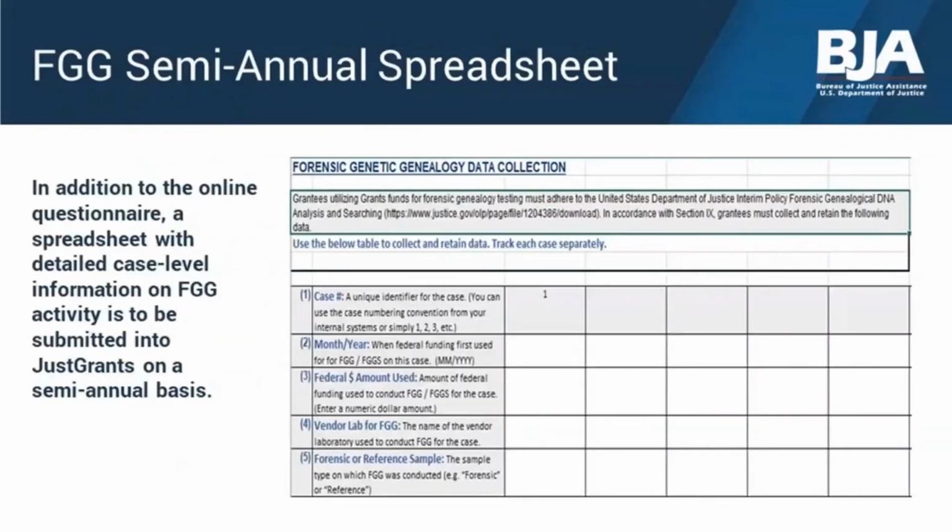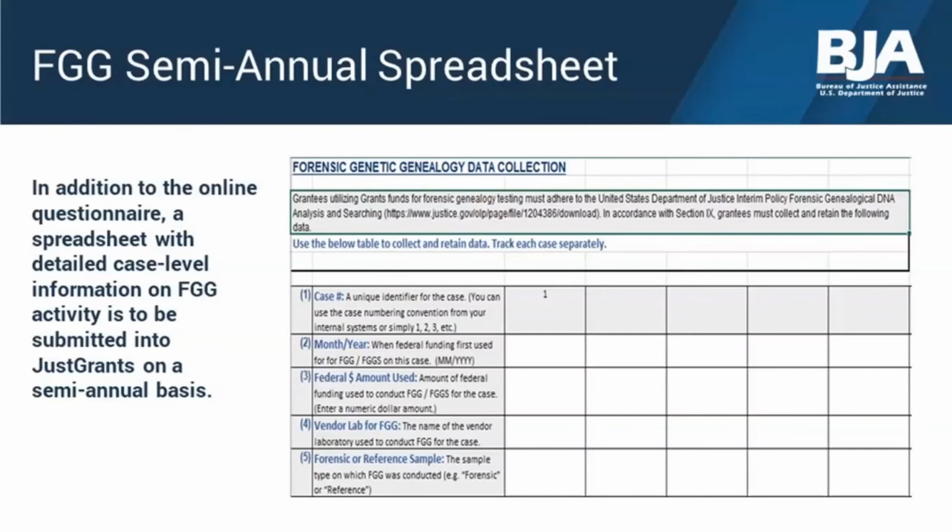I mentioned earlier a semi-annual spreadsheet that gets submitted. This is a screenshot of that spreadsheet. The spreadsheet is required to be submitted into Just Grants on a semi-annual basis. So this would be in the July and January reporting periods. And it is in addition to the online questionnaire we just ran through. The spreadsheet is going to collect the same information as the online questionnaire. However, it's collecting it at a more detailed case level. Details about the cases that FGG funds were used on will be captured rather than the aggregated view of the online questionnaire.